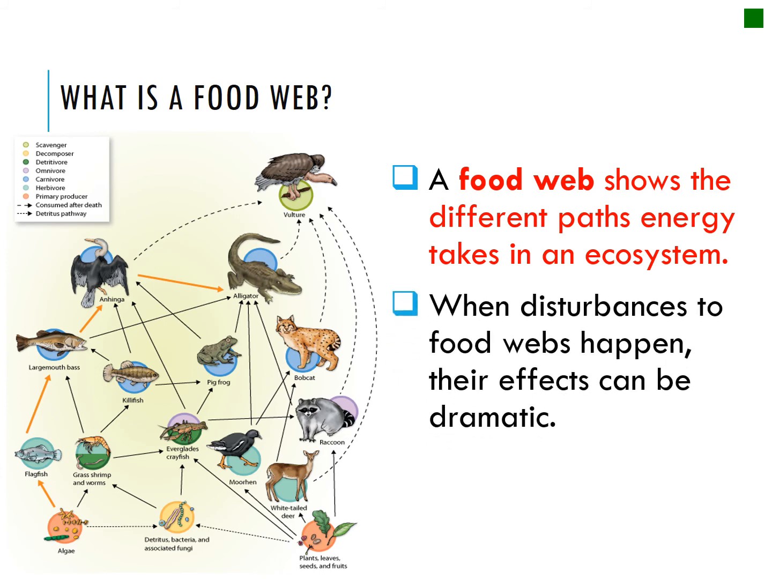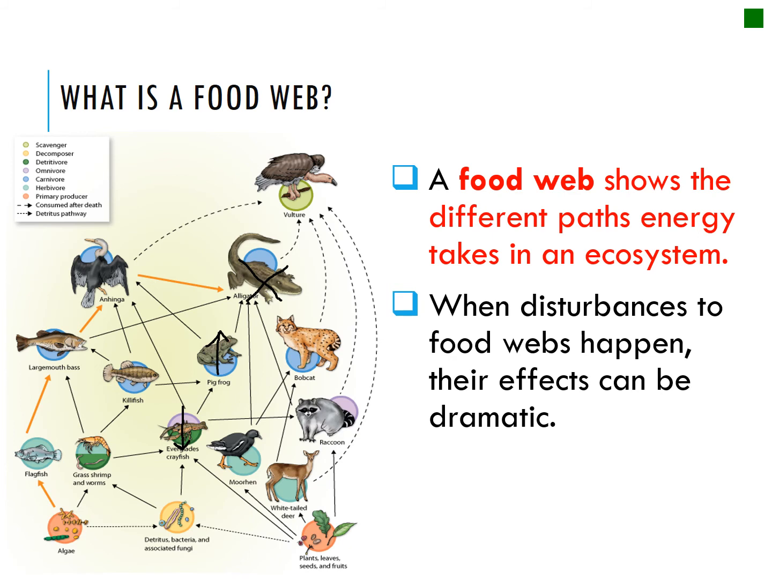Anytime we have any kind of disturbance in the food web, we're going to have some pretty interesting effects. For example, if I remove the alligator, what do you think will happen to the population of the pig frog? Well, if there are no more alligators eating the frog, the population of the frogs is probably going to increase. Now, if the population of frogs increases, what's going to happen to the crayfish? Frogs eat the crayfish, right? If I have more frogs, they're going to be eating more crayfish, so this population is going to decrease.